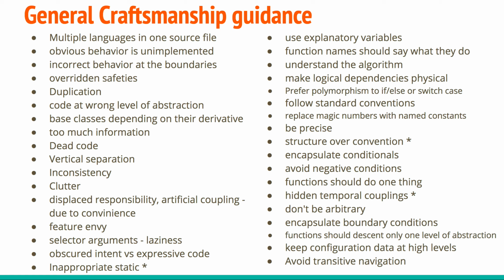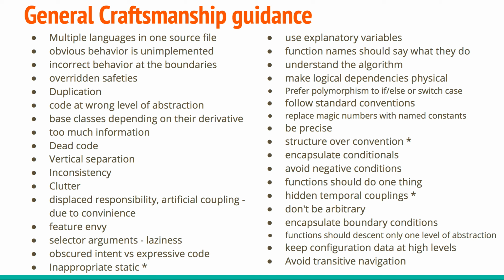Avoid negative conditions. It's already hard to write if not function not x, right? So avoid negative conditions. Make it easy to read. Functions should do one thing. We talked about that multiple times. Don't be arbitrary when you write a certain piece of code. Be precise as to why you're writing it and have the exact reason in mind, and place the right things at the right place. Do not arbitrarily just put any method anywhere. Encapsulate and test boundary conditions, very important.